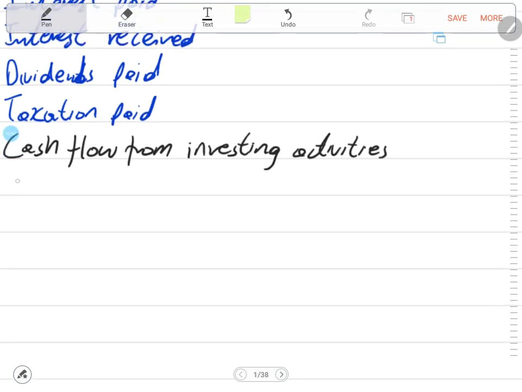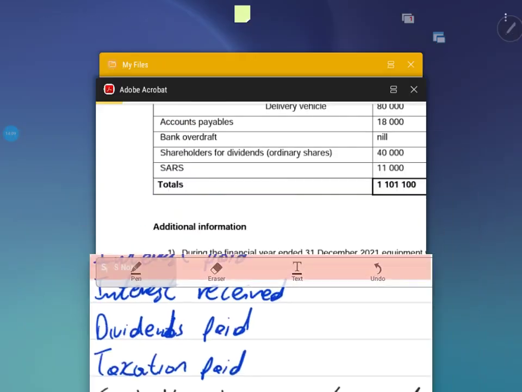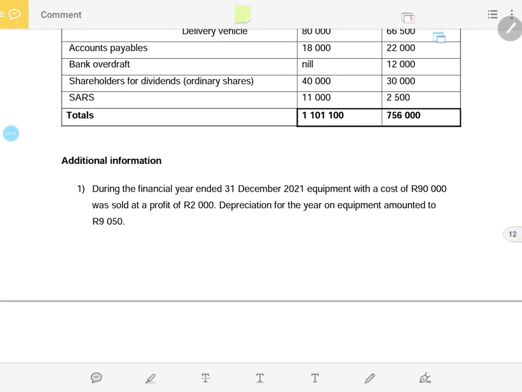Then I will say purchase of equipment, because we purchased an item of equipment during the year, and this purchase of equipment amounted to 244,100 rands. So now let us go on that same note, and we go to the ledger account to see what it is that we need next.